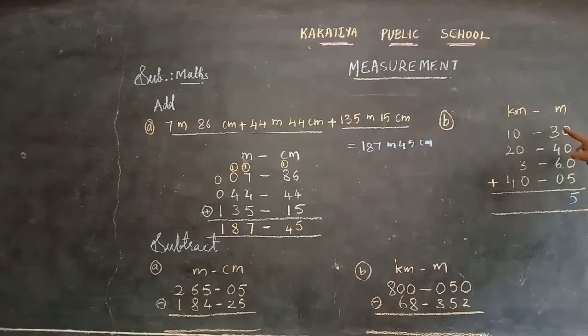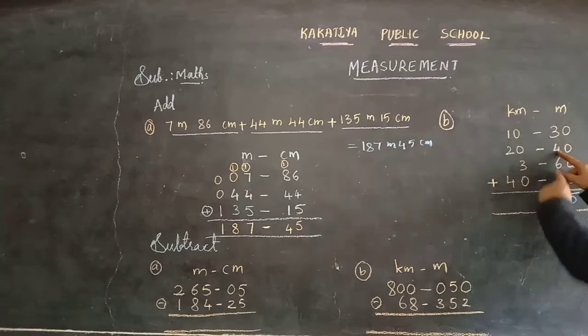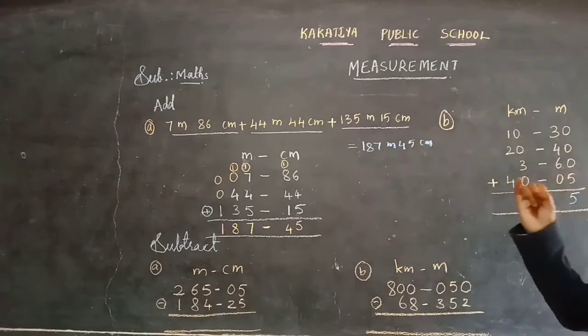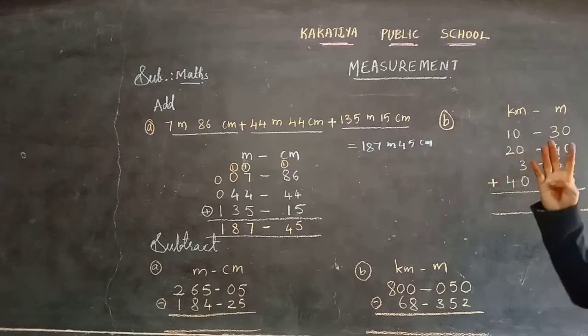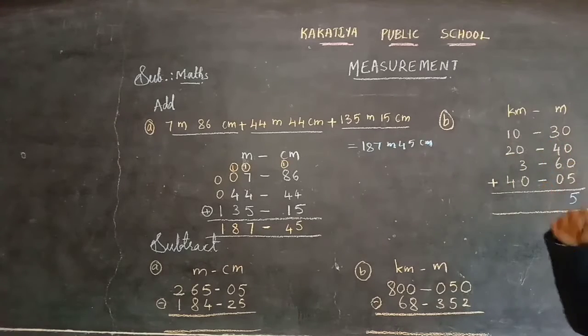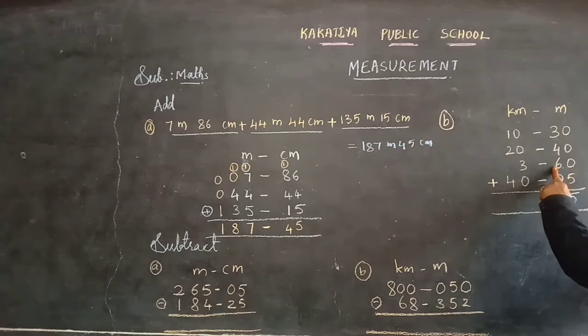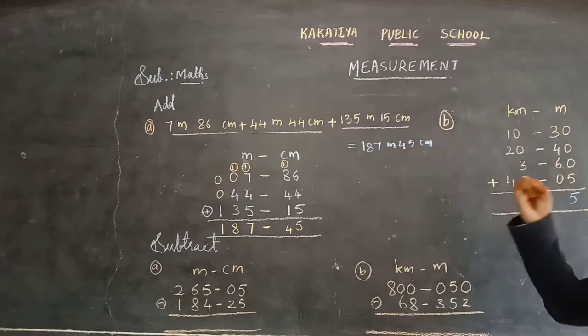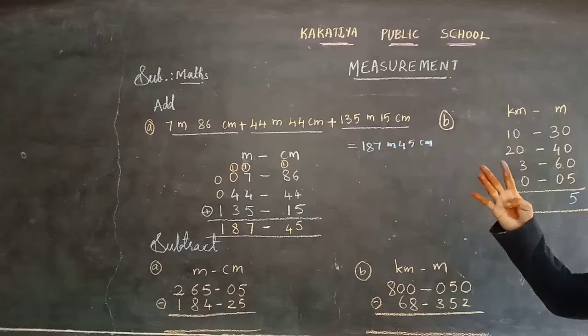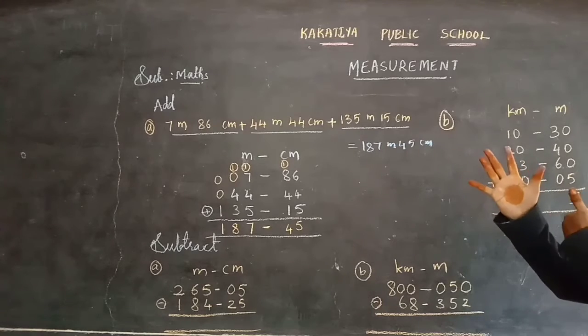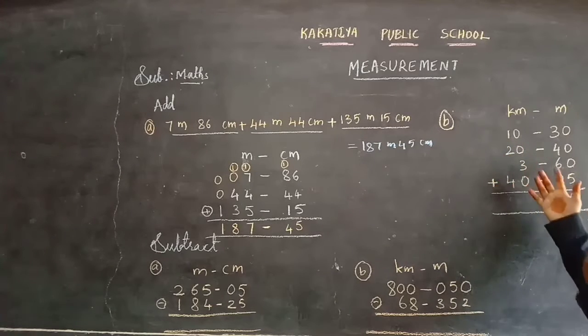And now 3 plus 4, children. 3 plus 4: 4, 5, 6, 7. We get 7. Then 7 plus 6 we need to count: 7 plus 6 is 8, 9, 10, 11, 12, 13. So when I add 7 plus 6, I get 13.